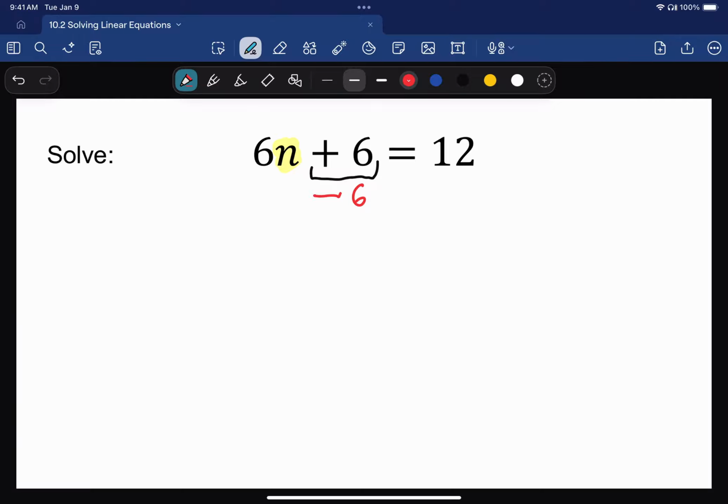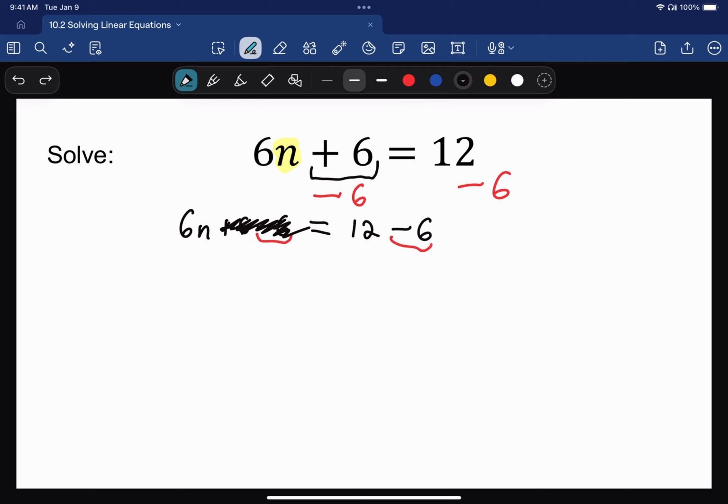Subtract 6 from this side, and just the same as the last time, whatever we do to one side of the equal sign, we must do to the other. So we're going to subtract 6 over here. So let's rewrite our equation now. So I'm going to write 6n plus 6 minus 6 equals 12 minus 6. So what I did was I subtracted 6 from both sides. So now we can simplify this, because if we're adding 6 and we're subtracting 6, these cancel each other out. So those are gone. I didn't want to erase them. Let's leave them there for visual purposes.